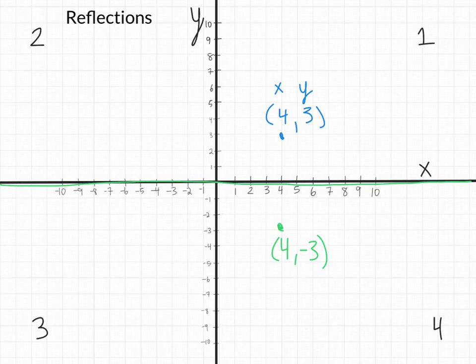Notice that there's the same amount of space here as there is here. That will always happen in a reflection. There will always be the same amount of space between the line of reflection and this point as there is between the line of reflection and that point.